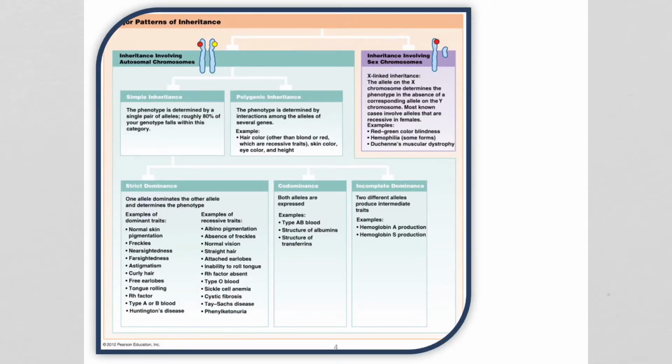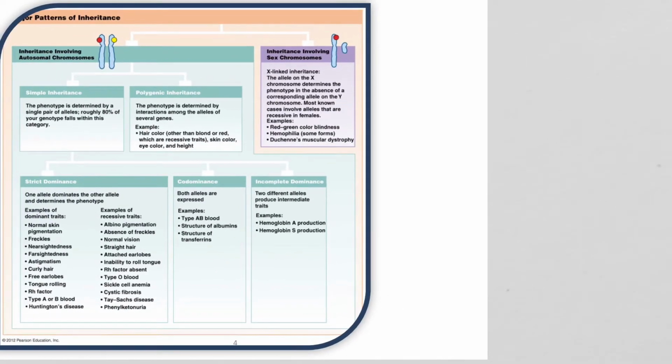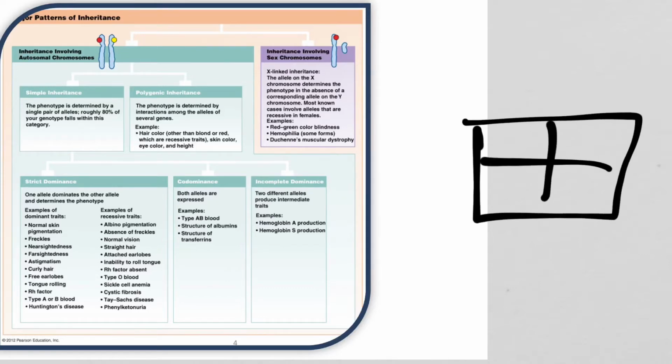So while eye color is actually determined by polygenic inheritance influenced by a number of genes, we can use the fact that brown eye color shows strict dominance over blue to learn how to use a Punnett square. In a Punnett square, there you go, Punnett square.